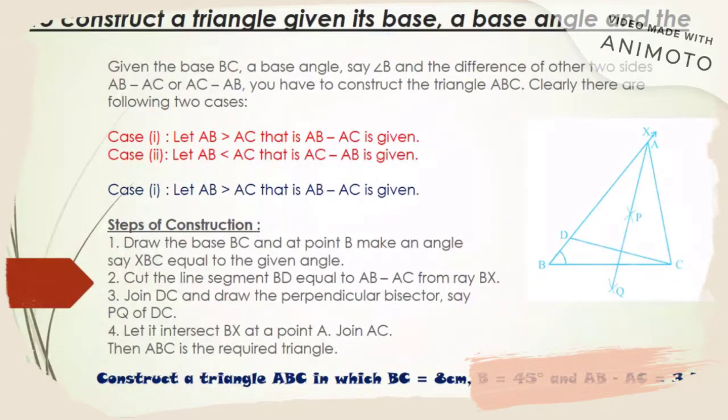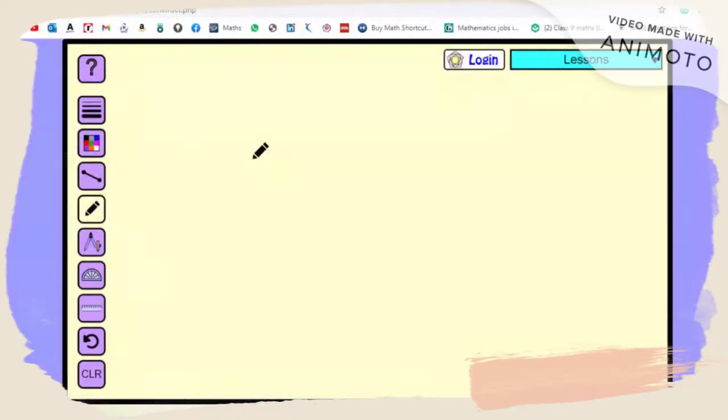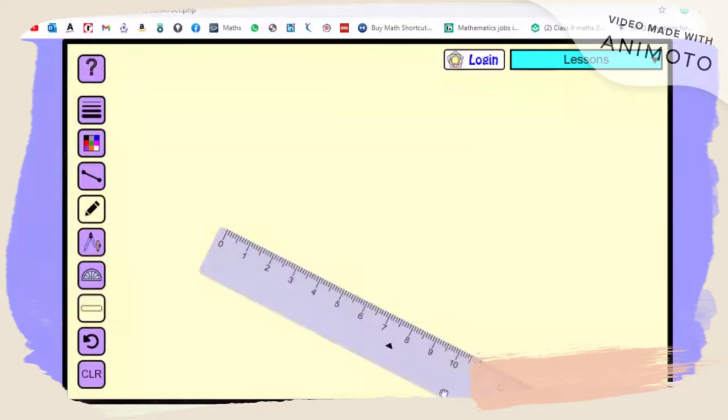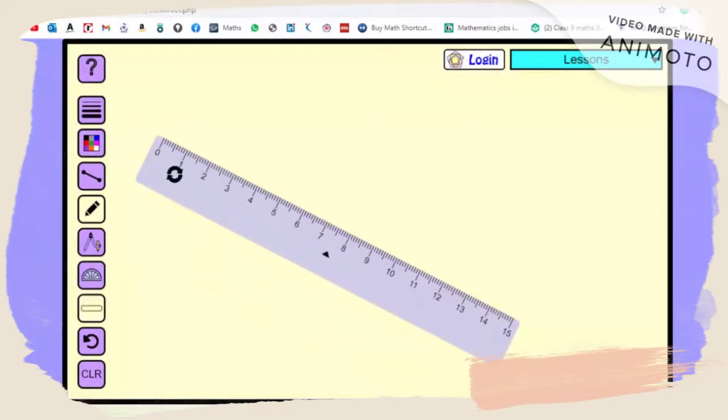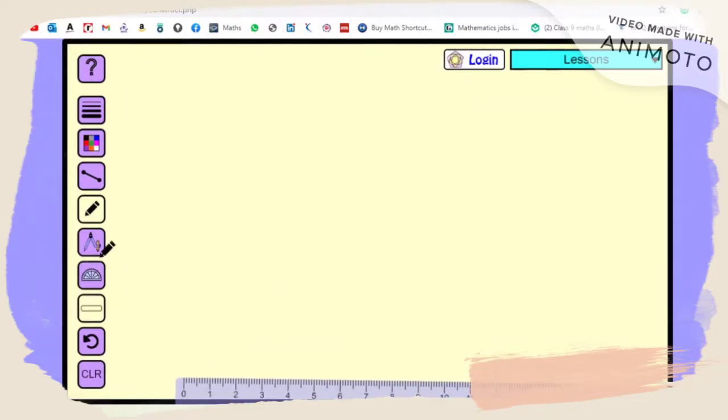Okay, so let's do one thing. Let's construct it here. Let's understand by construction. So it will be quite convenient to all of you. So let's draw a base of 8 centimeter.